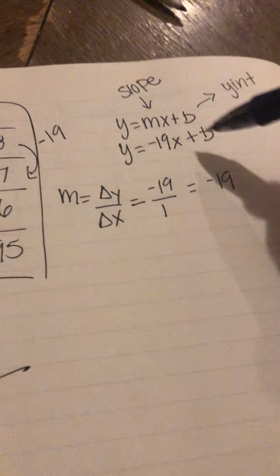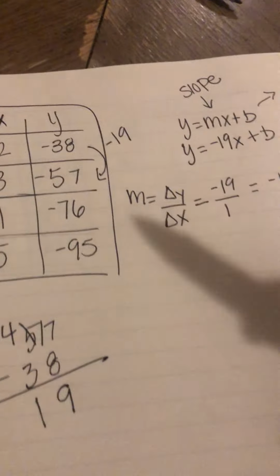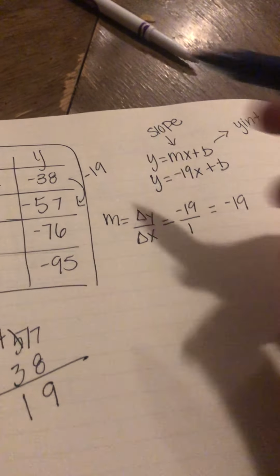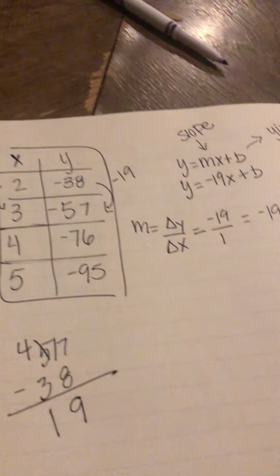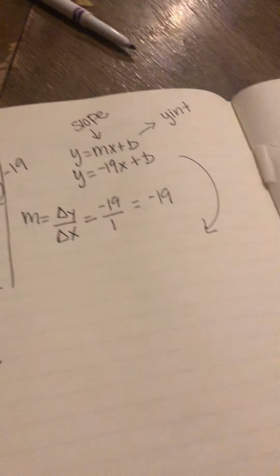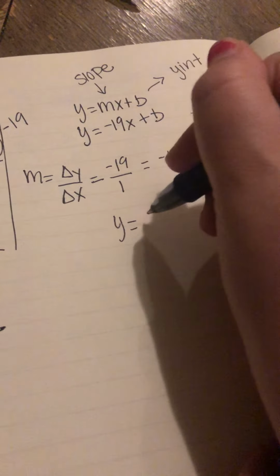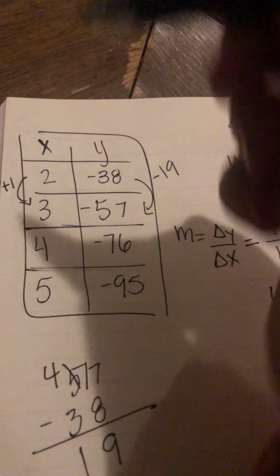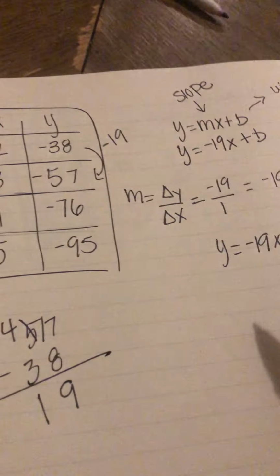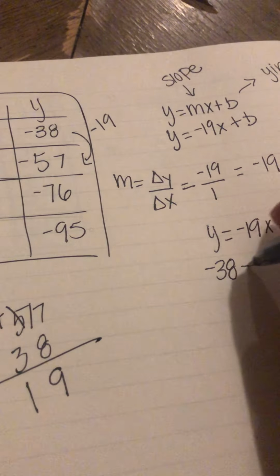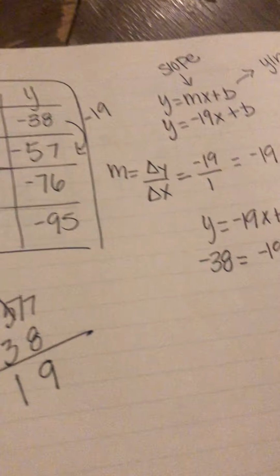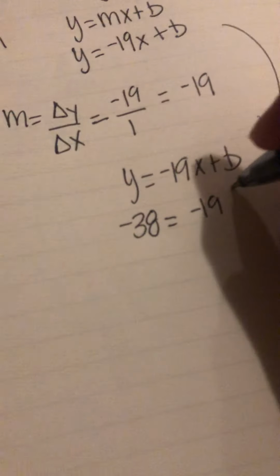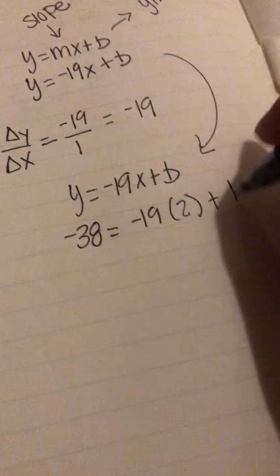Now, we don't know what b is yet, and you need to know it for the next few problems. So what we could do is the way where you work backwards, or we could do it this way, and I'll show you the other way first this time. So y equals -19x plus b. I'm going to pick (2, -38). Now, y is -38 equals -19 times 2 plus b.